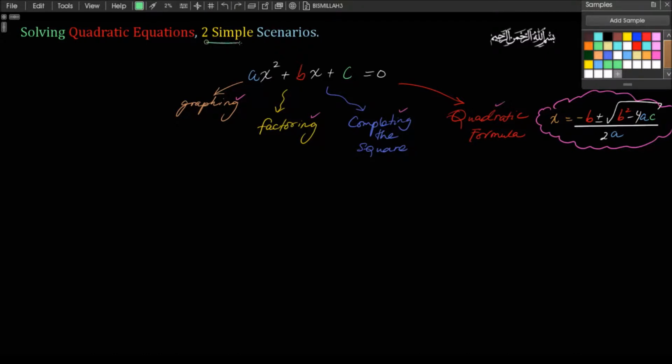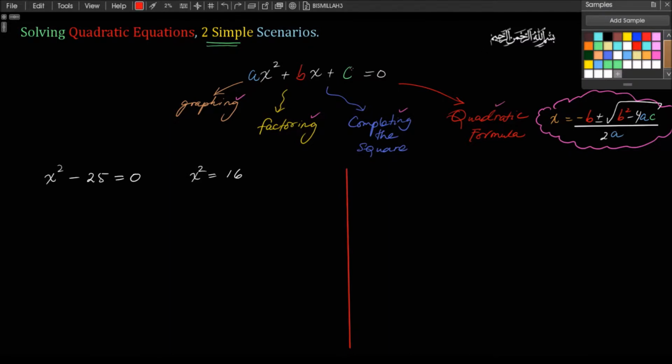Now there are two circumstances or scenarios where you don't have to go through all of this work to solve the quadratic equation. You will see that these are special cases. In the first scenario, this middle term will be missing, and there will be only two terms like this. So the equation will be something like x squared minus 25 is equal to 0. As you can see in this scenario, the x term, the middle term, is missing. Another example would be like x squared equals 16. Now here the 16 is on the other side, but again the middle term is missing.